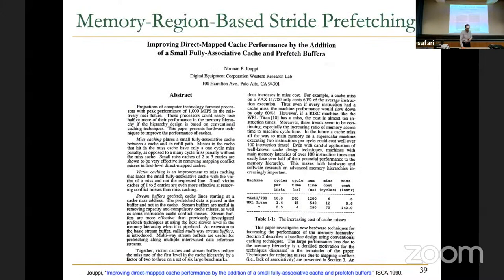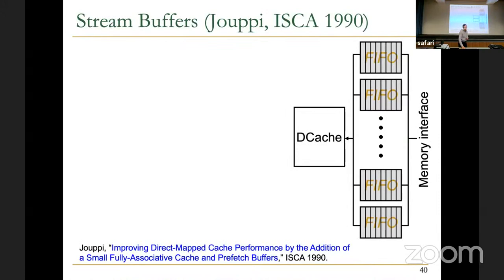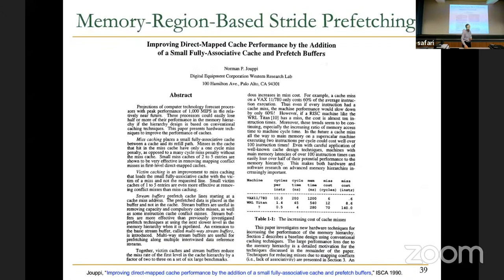This is a paper that introduced memory region-based stride prefetching, a particular form, which is the stream buffers. And we're going to talk about this paper a little bit. So this is what they proposed in this particular paper. This also introduced the idea of a victim cache, which is a way of making your cache more effective. But I'm not going to talk about that.